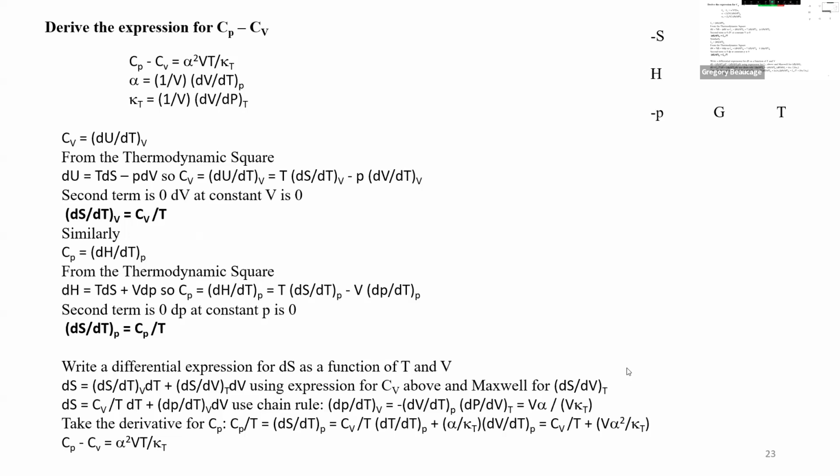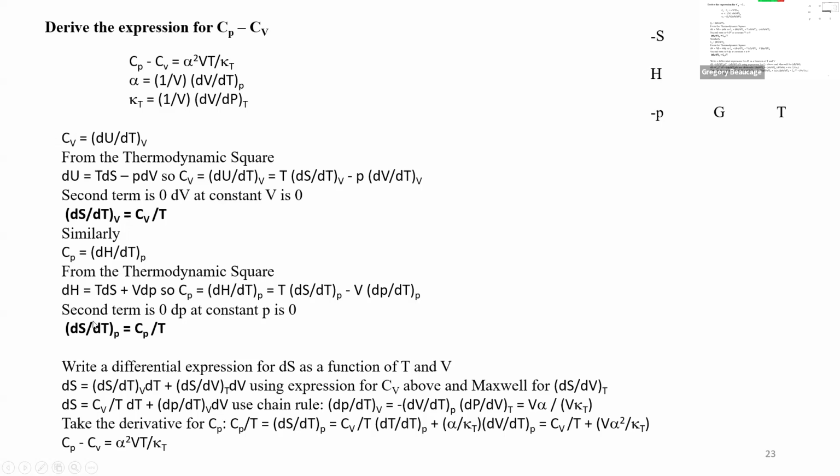Then, all right, I wanted to go through how to get this expression for the difference between the constant pressure heat capacity and the constant volume heat capacity, right? So from these differential equations, there's a couple things that come out of this. First, each of the heat capacities is going to be related to the entropy, which isn't necessarily obvious.